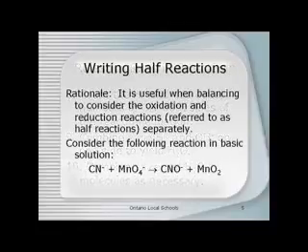Here again is our rationale for writing half reactions. It's useful when balancing to consider the oxidation and reduction reactions, referred to as half reactions, separately. And the reaction we're going to use to demonstrate how to do this in basic solution is the cyanide ion, CN minus, plus permanganate ion, MnO4 minus, going to CNO minus plus MnO2.